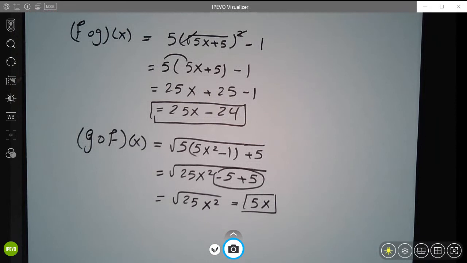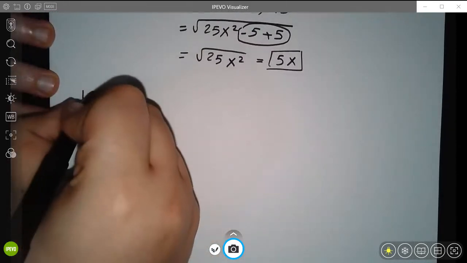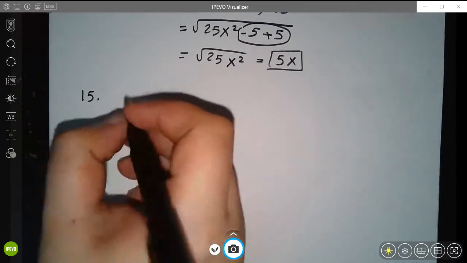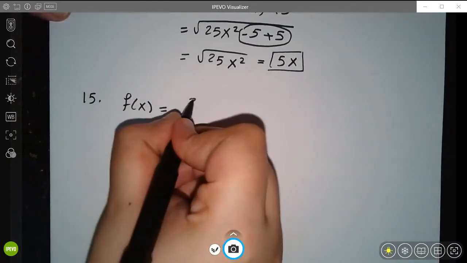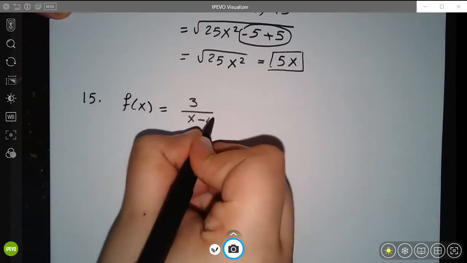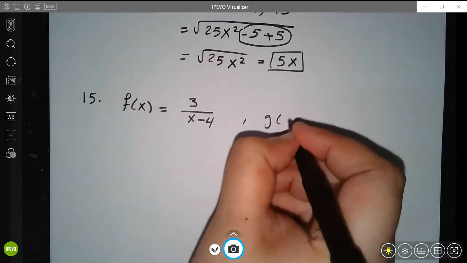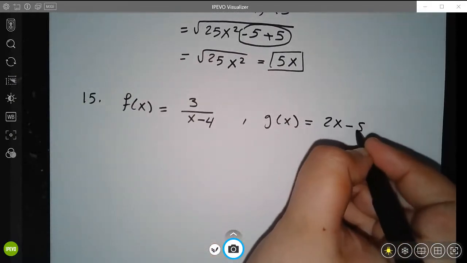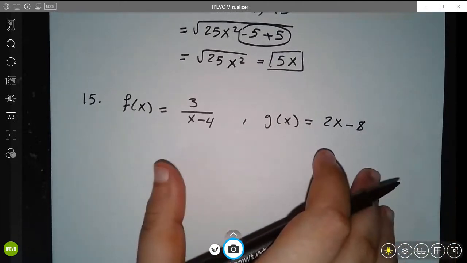All right, so number 15, let's play a game. I want you guys to try this on your own. Here you go. F of x is 3 over x minus 4. Yes. And g of x is 2x minus 8.